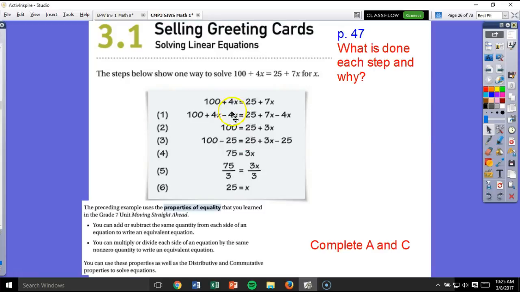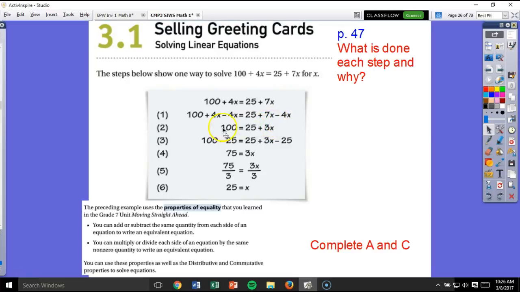What they're asking you to do here is say what is done in each step and why. When we solve equations, we need to get all our variables on one side and all our constants on the other. If we have 100 plus 4x equals 25 plus 7x, we have variables on both sides. So the first step is to take away 4x so that it's no longer on this side. If we do it to this side of the equation, we must also do it to this side. And then we're left with 100 equals 25 plus 3x.